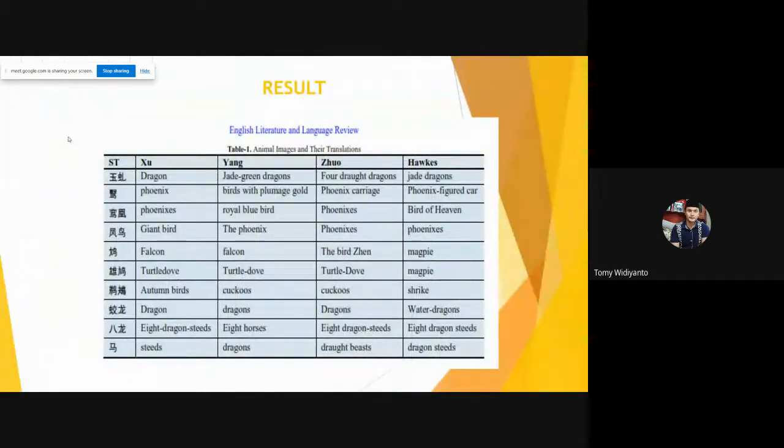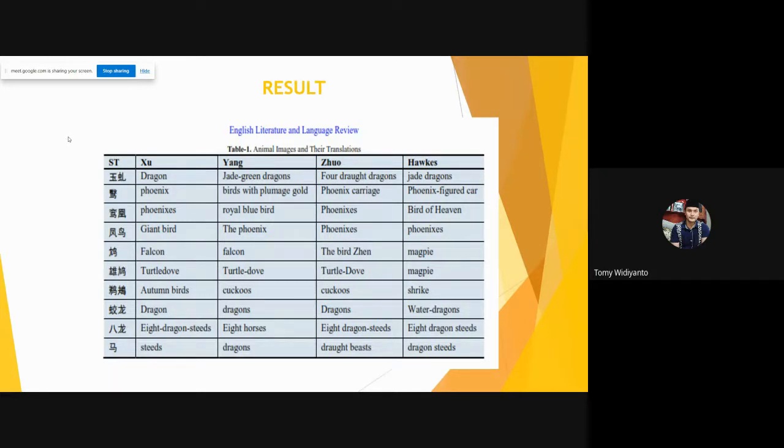Okay, the next slide, please. And the result of the study can be seen as follows: there are some words that can be found from the animal images. The first is dragon, phoenix, and phoenixes, giant bird, falcon, turtle dove, autumn bird, dragon, a dragon steed, and steed. And then from Yang, the animal images found are jet green dragons, bird with plumage gold, royal bluebird, the phoenix, falcon, turtle dove, cuckoos, dragon, eight horses, and dragons.